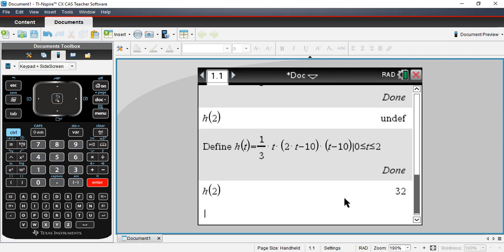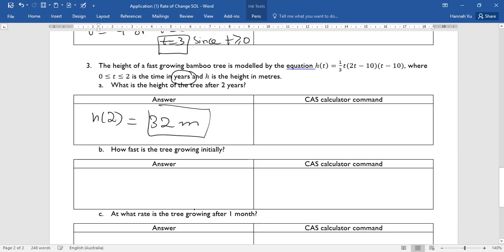How fast is the tree growing initially? What does that mean? Yep. So first of all, how fast? How fast is another way of asking for the rate. We're not asking to find the initial height of the tree. They're asking you to find the rate. So how fast is rate? The rate initially is when t equal to 0.